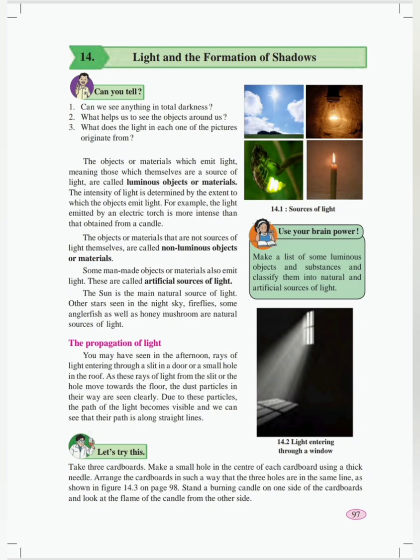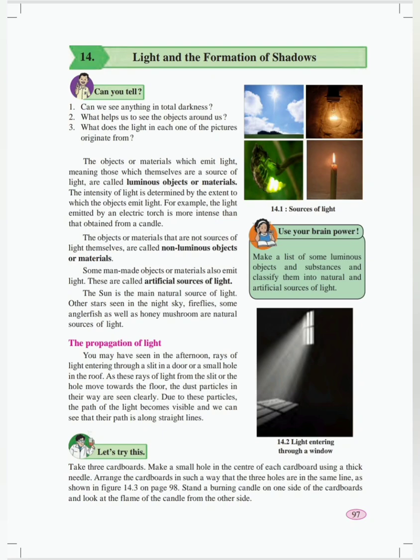The objects which do not release light or do not emit light are called non-luminous objects. For example, sand, a table, or a remote control. These are all non-luminous objects as they do not emit light.